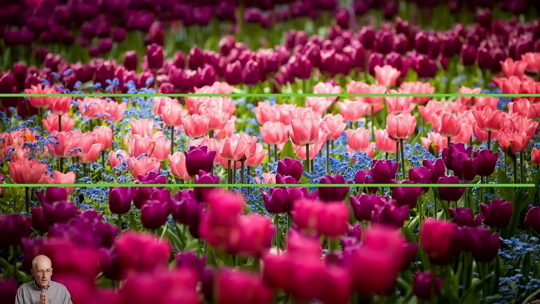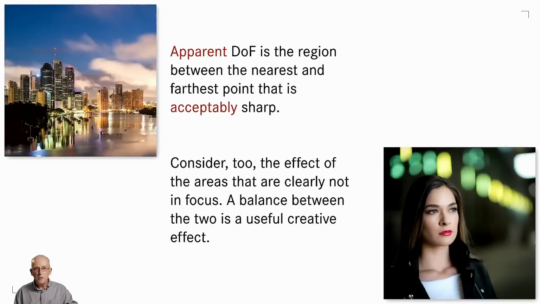But the thing is, what actually are we looking at here? Where does the sharp bit finish and the blurred bit start? And that's essentially what depth of field is, isn't it? It's that region between the 2 green lines on the screen where things look sharper than the rest of the picture. So I'm going to be fairly specific with my words because it's important. It's apparent depth of field. And that's the region between the nearest and farthest point that's acceptably sharp.